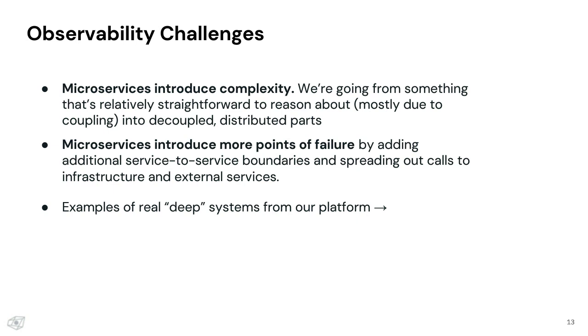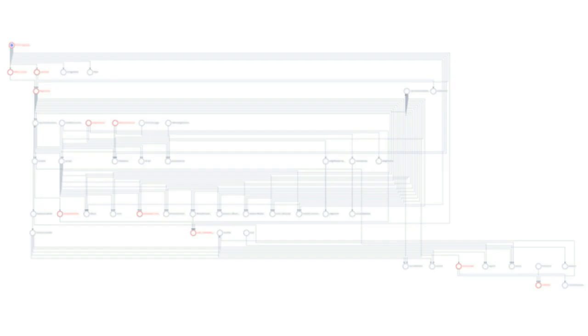So here are some actual examples of really deep systems from our platform. Basically, I'm showing you real examples from Lightstep of some of our customers. Obviously, the names are blurred out. But this is a service diagram that's generated from tracing data. And you can see here at the top, this is the service that I queried for. And look at all of these dependencies. It's pretty crazy. It looks like a giant spider web.